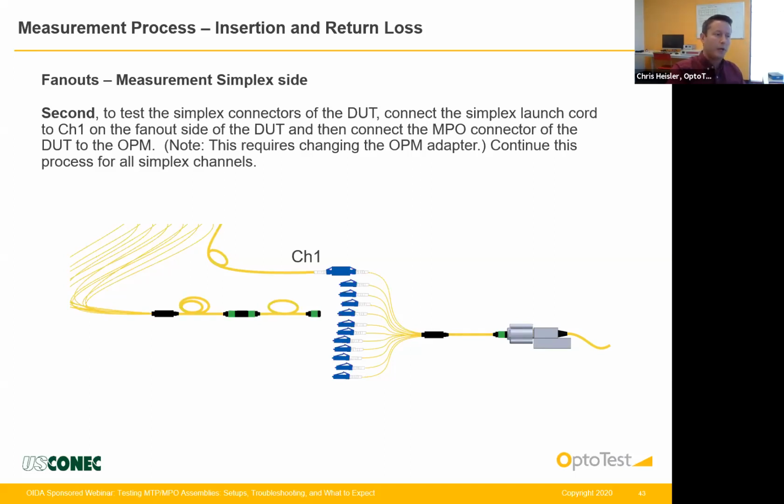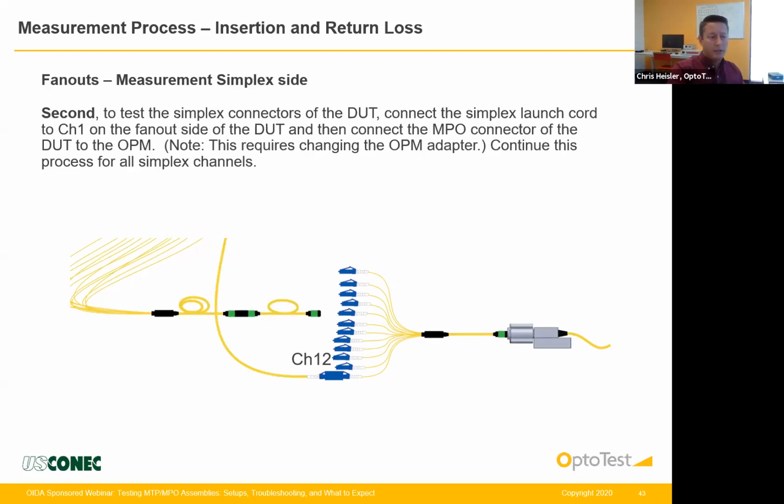So we connect up our simplex launch cord to channel 1. We're going to measure insertion loss and return loss on the simplex side, channel 1. We're going to iterate through and do this for all channels. So we're going to measure it for channel 2, and then we'll go all the way through, measure all the way through to channel 12.